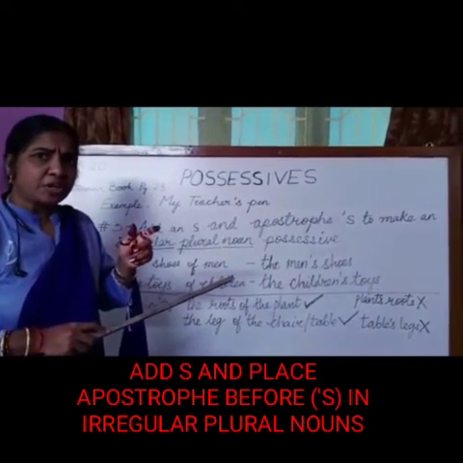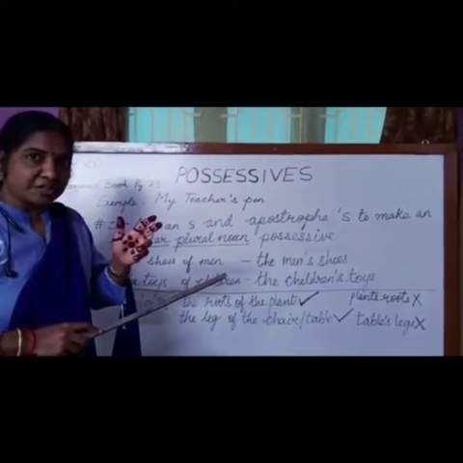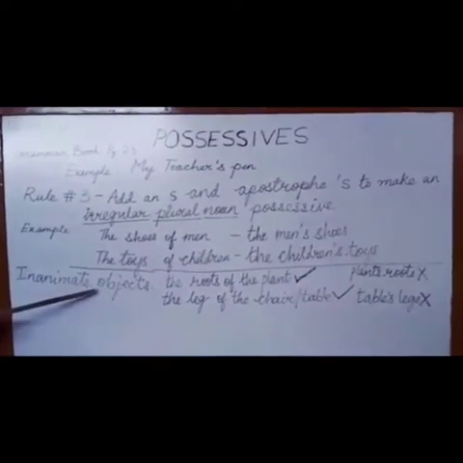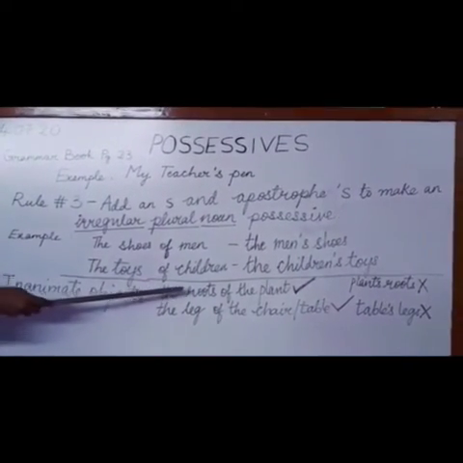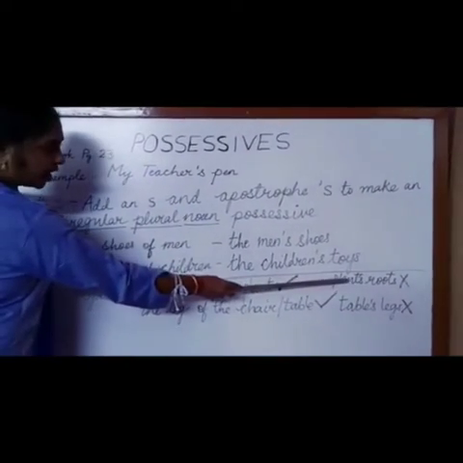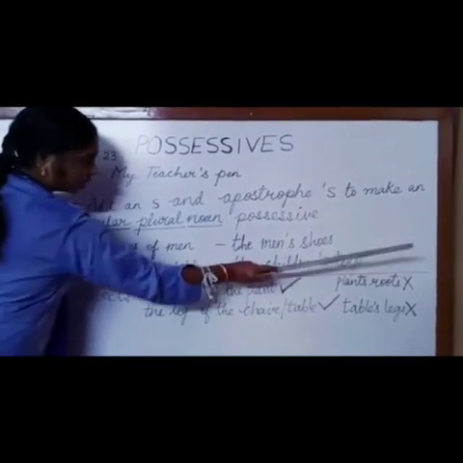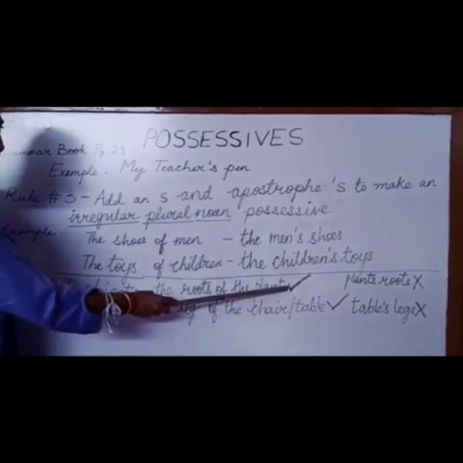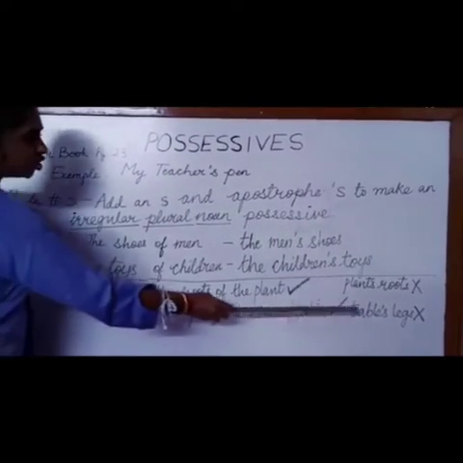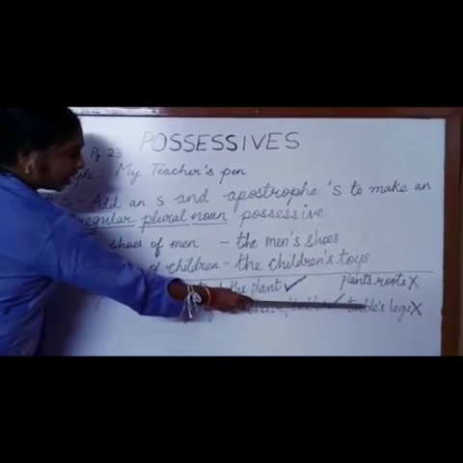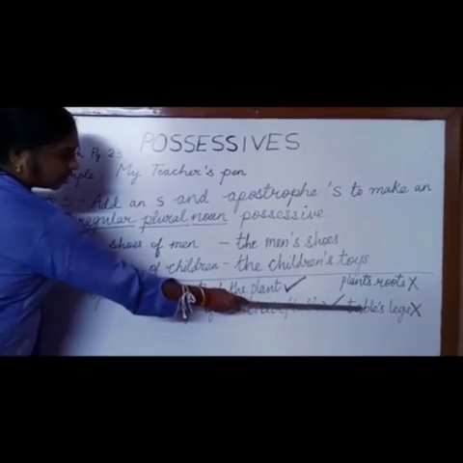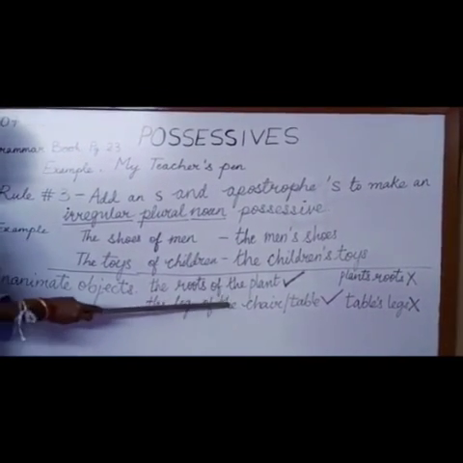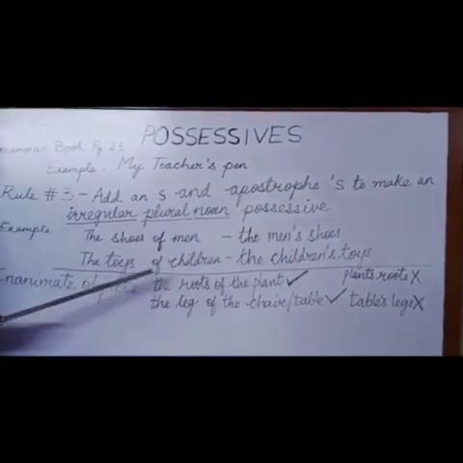Now, you might get a doubt. What about other objects? Do they also have possessive? Yes. When it comes to inanimate objects, you should not say plants' roots. It is wrong. We need to say the roots of the plant. Similarly, you should not say table's legs or chair's legs. We should say the leg of the chair or table.